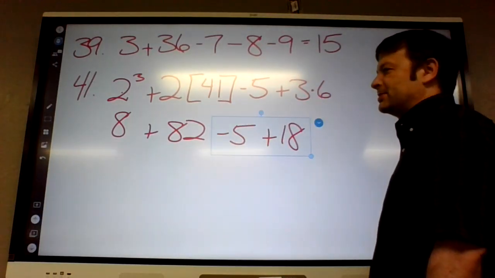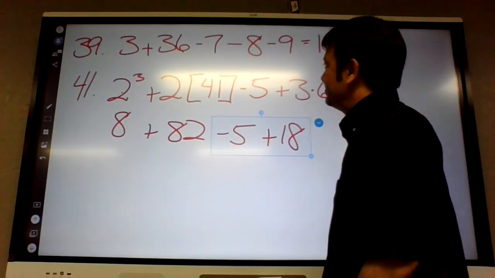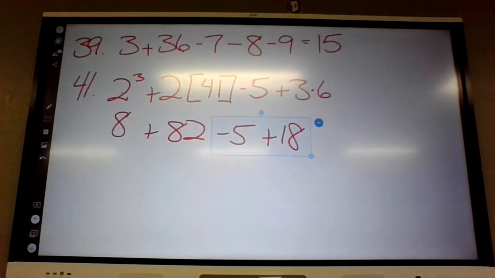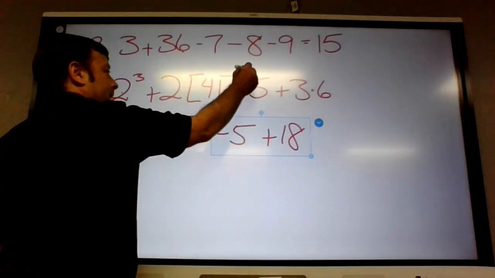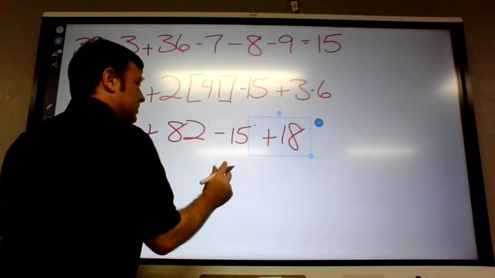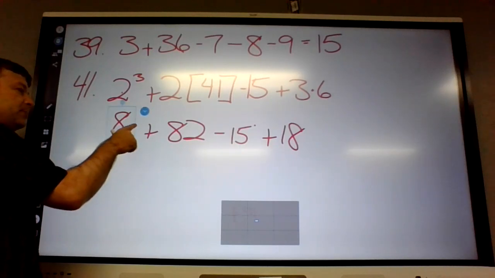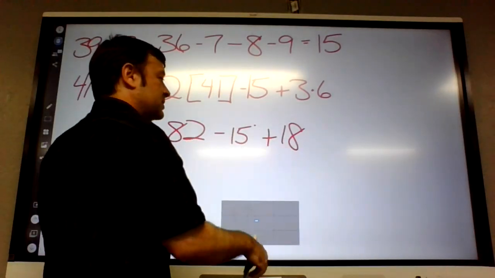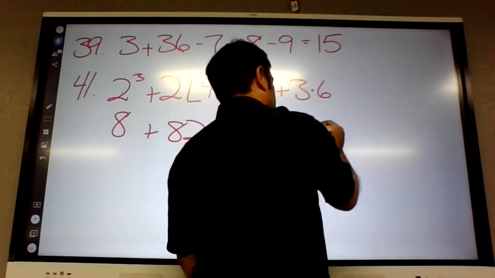I don't remember this. Did I make a mistake? Did I copy something down wrong? Darn it. Let me look again. 2 cubed, check. 2, 12, 48, 41, 2 times 41, minus, oh, that's a 15. Okay. I did copy it down wrong. I usually remember most answers. 8 plus 82 is 90, minus 15 is 75, plus 18, 93.